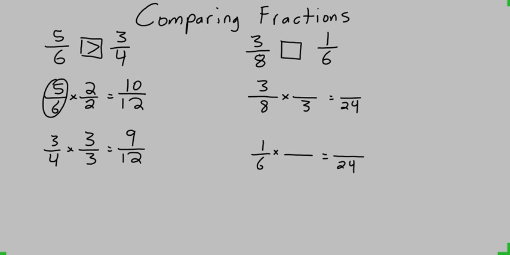Well, 8 times 3 gives me 24, so it'll be multiplied by 3 over 3, which would give me 9/24. And 6 times 4 would give me 24, and so I'm going to multiply by 4 over 4. And 9/24 is greater than 4/24. So 3/8 is greatest.